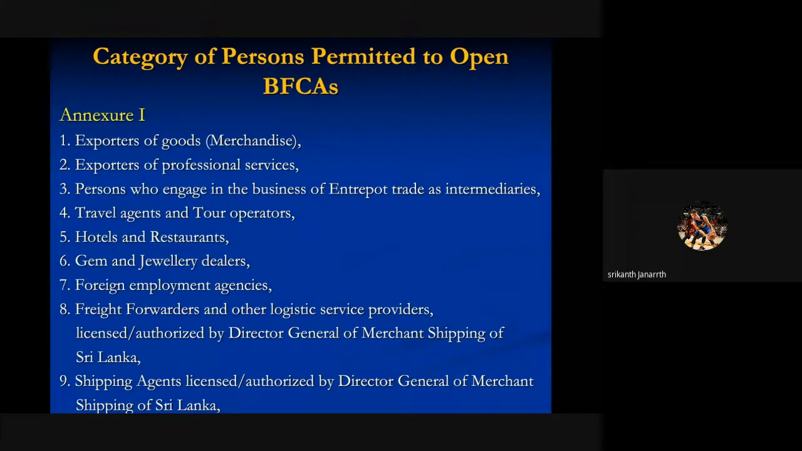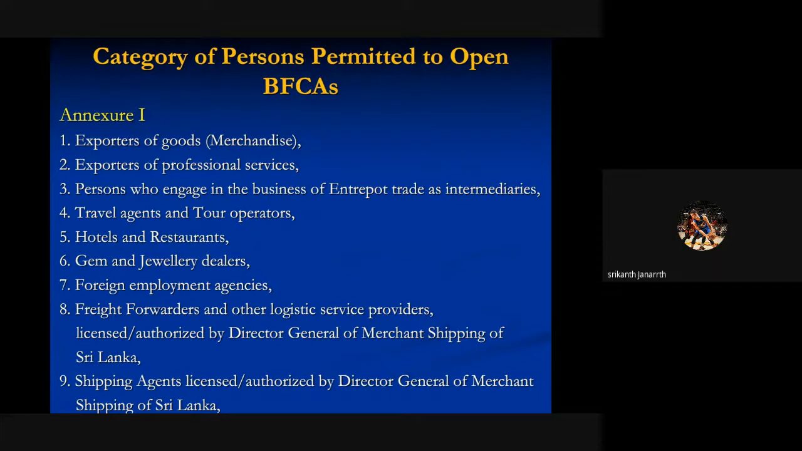Persons who engage in the business of entrepreneur and intermediary. You know what an entrepreneur is, right? As an entrepreneur, you come as an intermediary between two countries. So people who do that business are also permitted to open a BFC account. Travel agents and tour operators, they deal with foreigners. Hotels and restaurants, yes, they are permitted because they cater to foreign travelers.